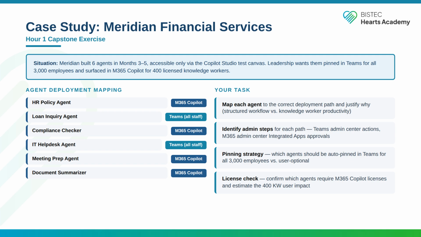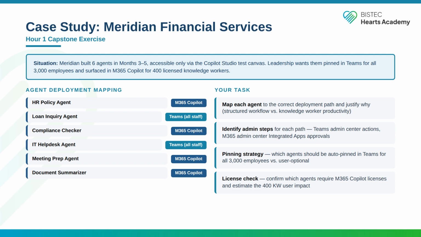For the Teams agents, the deployment path decision is also specific. The Loan Inquiry Agent and IT Help Desk Agent are high visibility, all staff agents in a regulated financial services organization. Both are candidates for Built for Your Org with a custom manifest, so they appear in the corporate app catalog with institutional branding. Auto-pinning the IT Help Desk Agent for all 3,000 employees is warranted given the frequency of IT request generation. The Loan Inquiry Agent may be pinned for customer-facing roles specifically rather than company-wide.